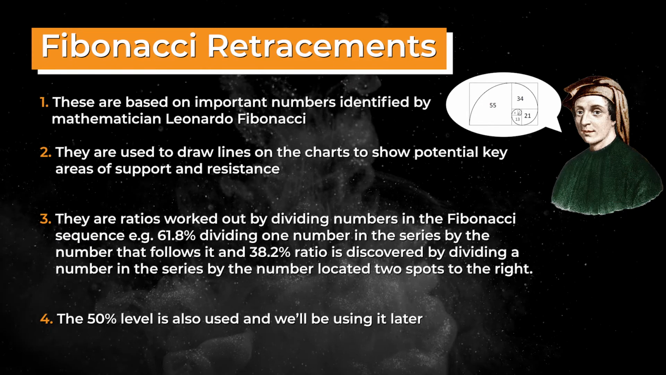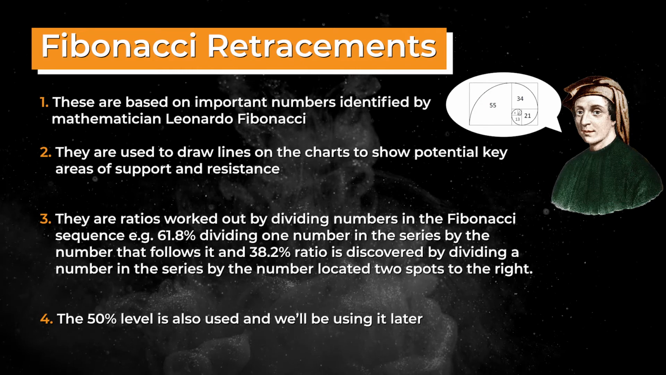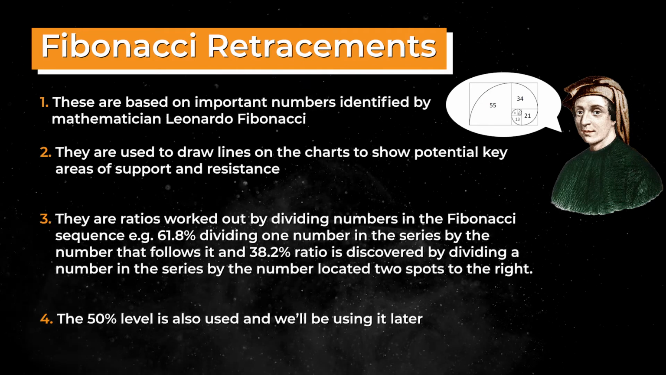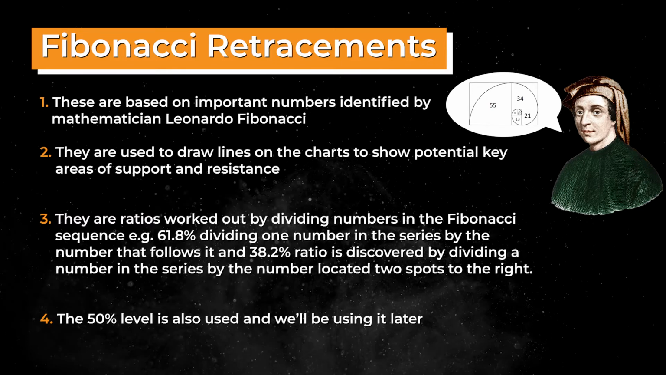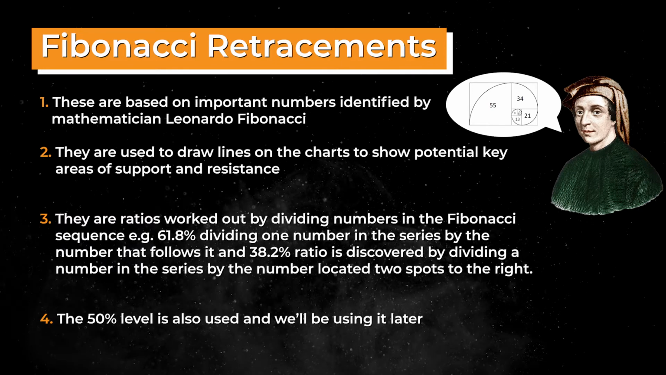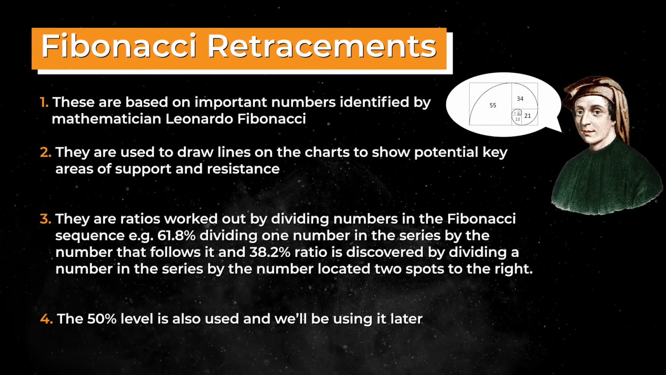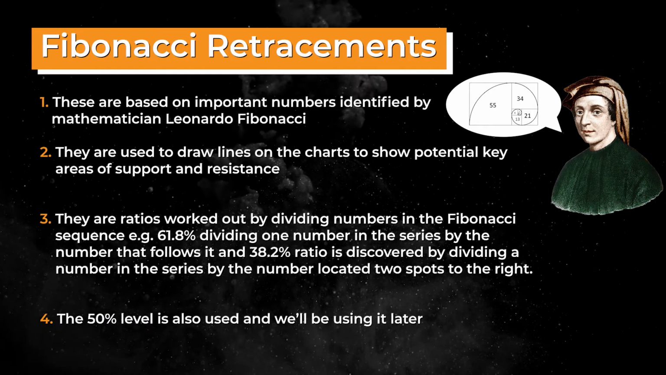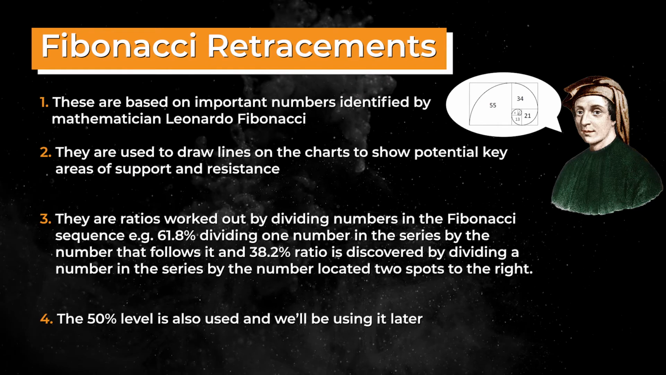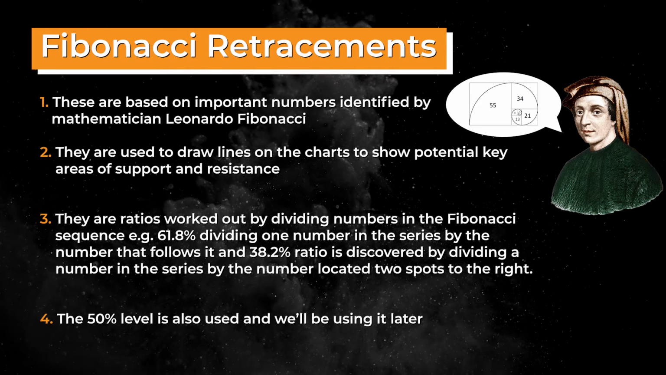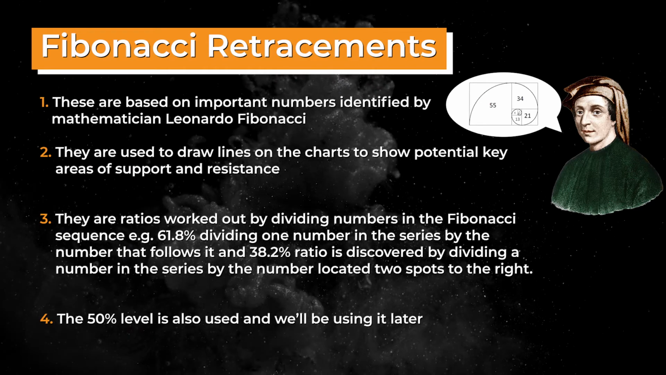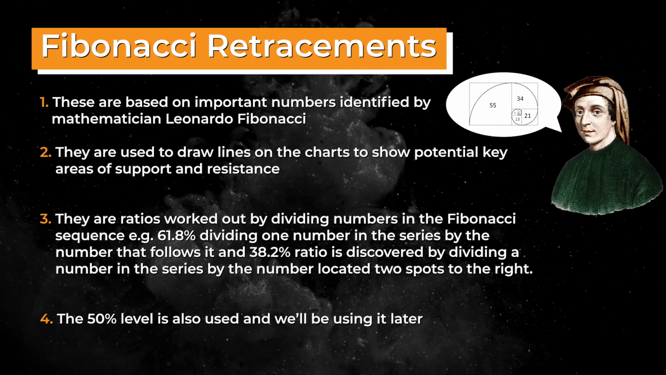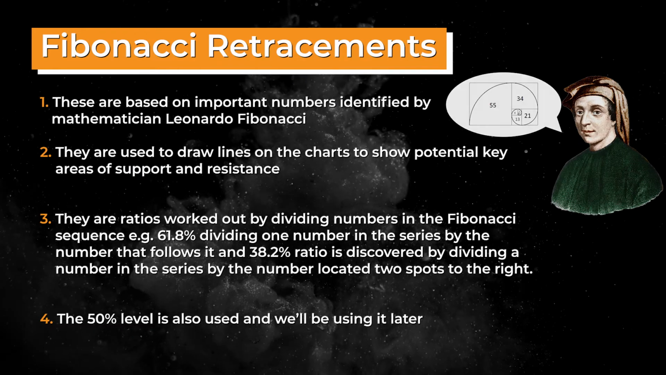So for example, the 61.8% is worked out by dividing one number in the series by the number that follows it, and the 38.2 ratio is discovered by dividing the number in the series by the number located 2 spots to the right. Okay. And often traders also use the 50% level, and we'll be using that later as well. So that's the Fib Retracements.